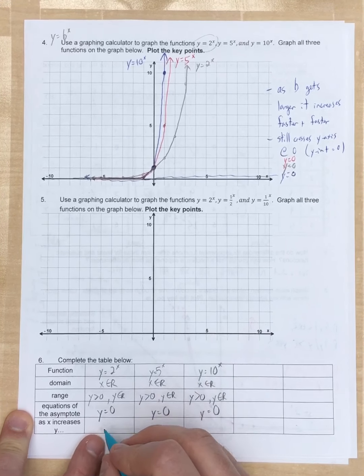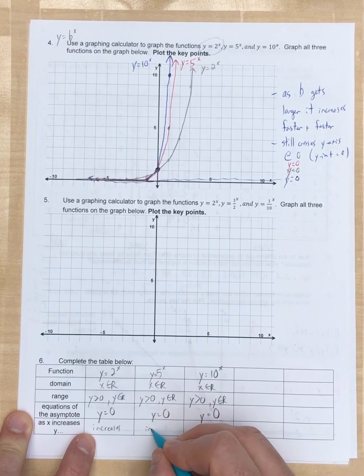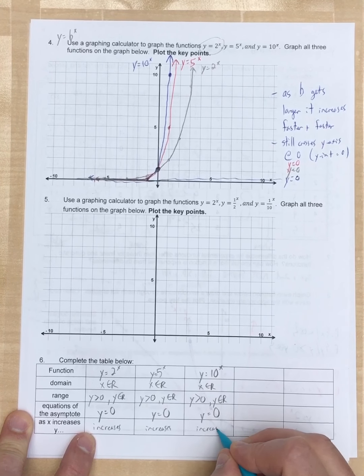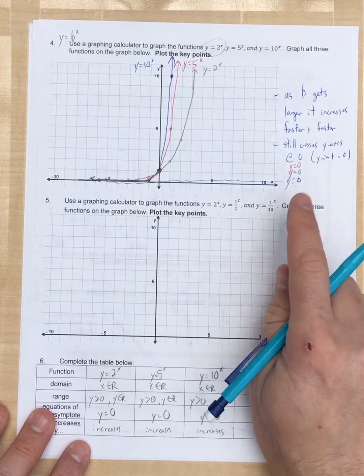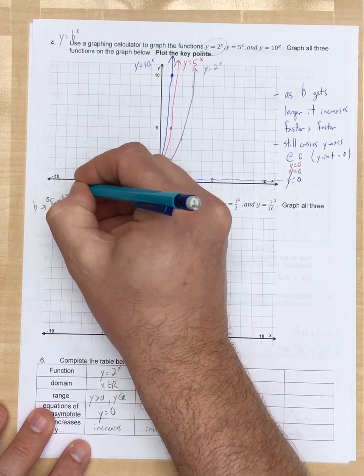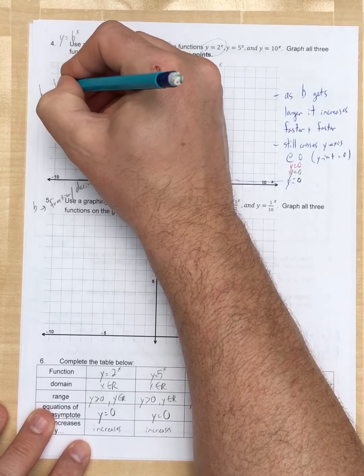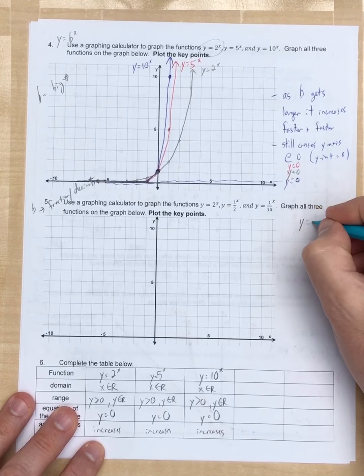As x increases, y increases. Okay, not too bad. Now we're going to do these guys. So instead, the base is going to be a fraction or a decimal. Here, base is going to be a big number. Okay? So it's the same y is equal to b to the x.